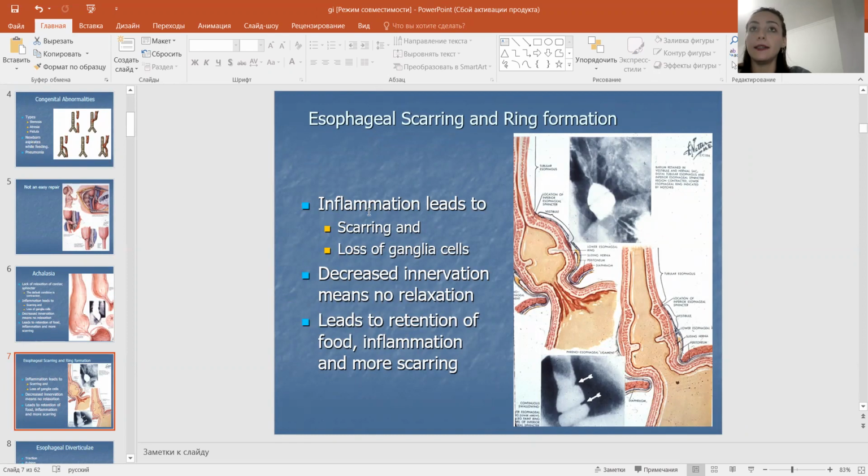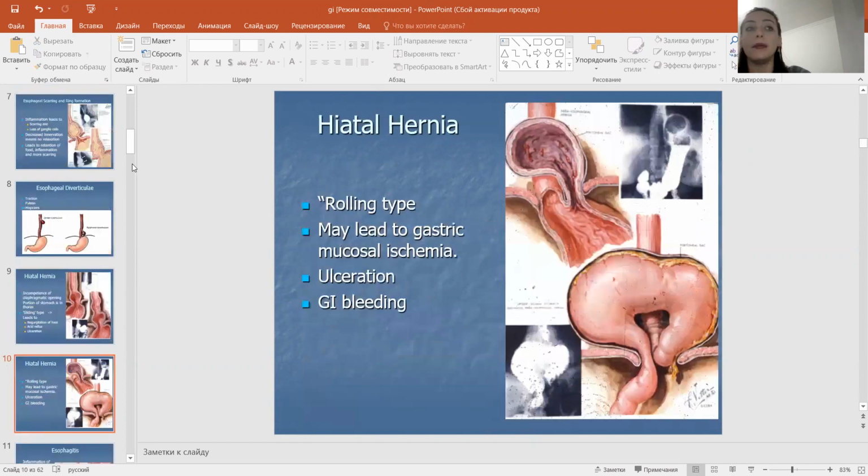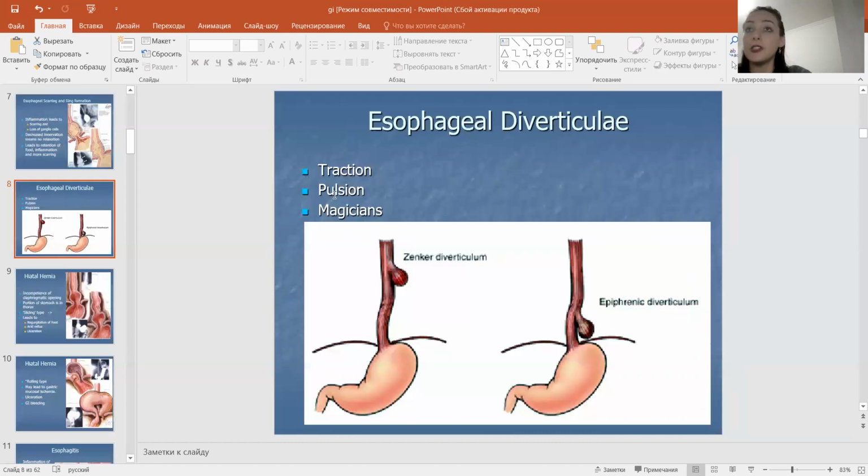Esophageal scarring and reinflammation. Inflammation leads to scarring, loss of ganglion cells, and esophageal diverticula. It may be traction or pulsion types. Zenker's diverticulum is an example of the pulsion type.